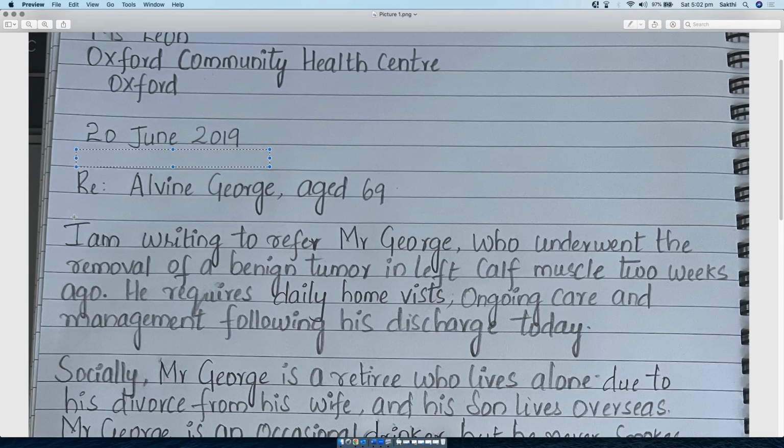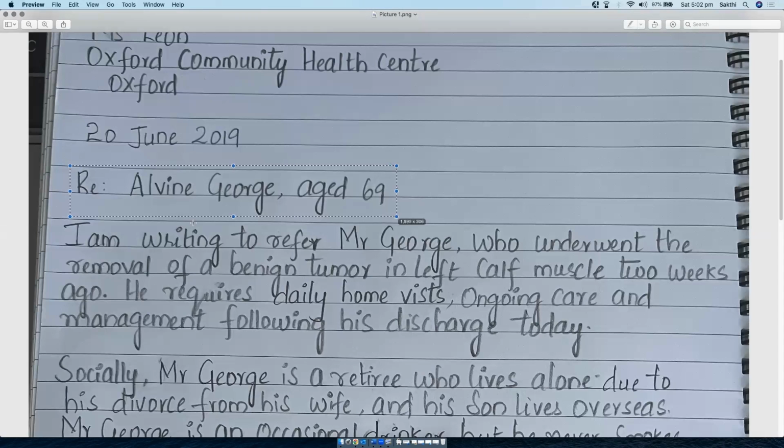We should ensure always that we include the salutation of the recipient. We have to politely write down such as Dear Miss Leon. That's very important for us to ensure. And after that, you should write down the reference details.